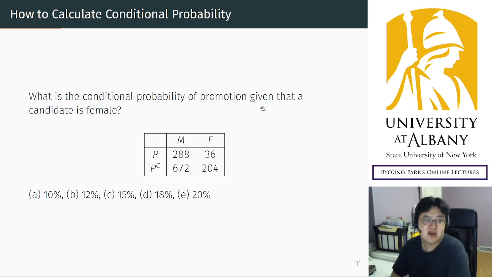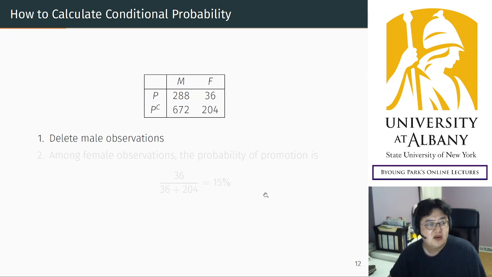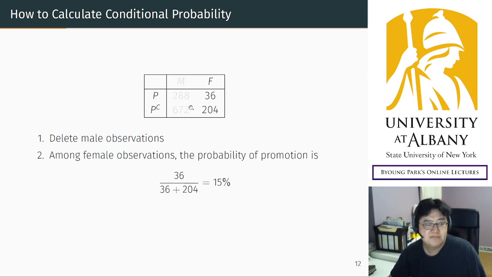Okay, then you try this. What is the conditional probability of promotion given that a candidate is female? You can apply the same idea to calculate this probability. Simple. Try this. You may use a calculator, Excel, or do it by hand, whatever you want. Okay, I'll turn the page. So again, delete the male observations. I don't need them. Delete.